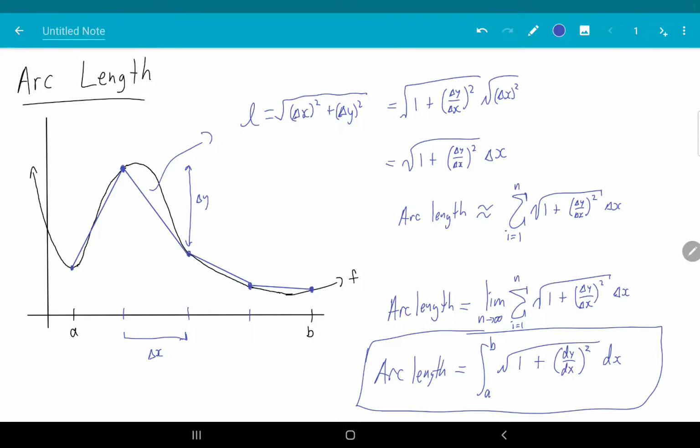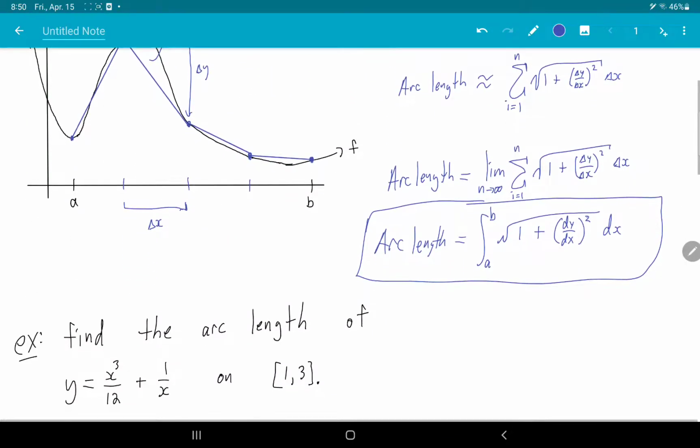Okay, let's do an example. Here we are. Pause and copy. So here's a funny looking function, and we're going to choose a to be 1 and b to be 3. A to be 1, b to be 3. So what do we want to do? We want to build this integral over here.